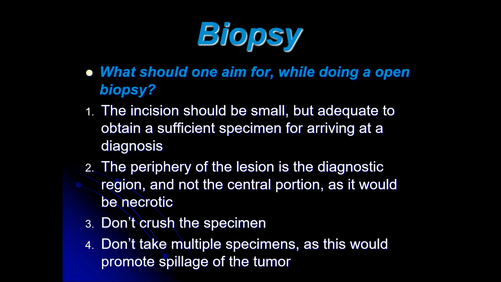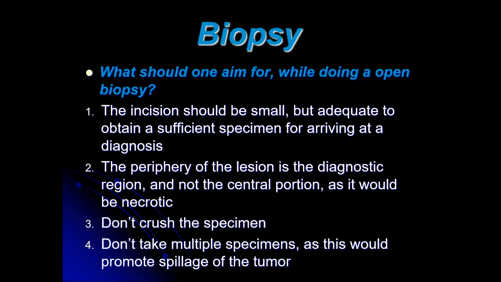What should one aim for while doing an open biopsy? The incision should be small, but adequate. Obtain a sufficient specimen for arriving at the diagnosis. What I do is I always take a frozen section from the specimens to make sure that I've taken the biopsy from the tumor. I aim at taking a biopsy at the periphery of the lesion, not in the center. The periphery of the lesion is the diagnostic region and not the central portion, as it would be necrotic. Don't crush the specimen. Don't take multiple specimens, as this would promote spillage of the tumor.